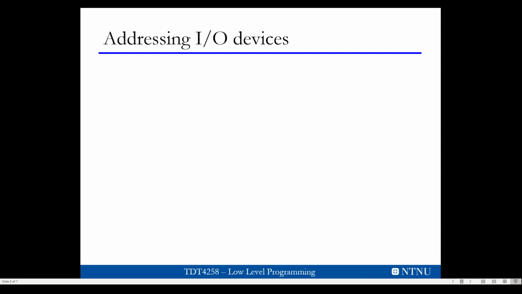Okay, so now how do we know how to address the I/O device? For example, for the memory, it was straightforward. Each memory location has an address and we use load store instructions to access that memory location. But how do we address the I/O devices? There are two ways of doing that: memory mapped I/O and isolated I/O.